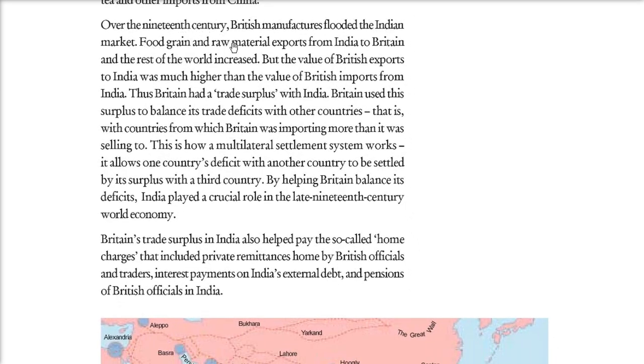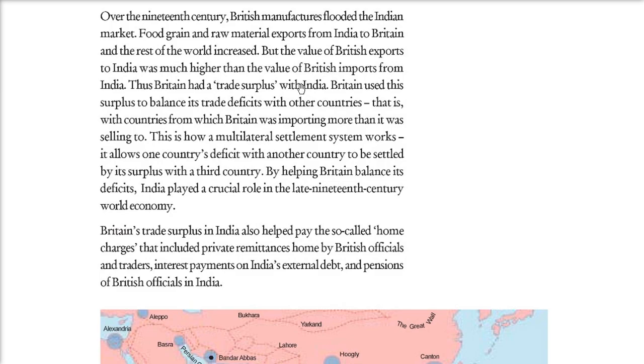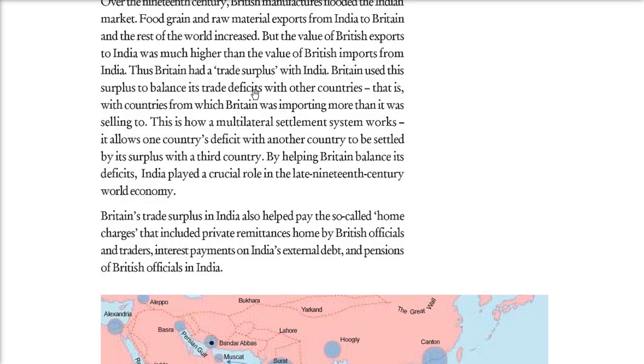But over the 19th century, as we see, British manufacturers just flooded the Indian market. Food grain and raw material exports from India to Britain and the rest of the world also increased. But the value of British exports to India was quite higher than British imports from India. So Britain had a trade surplus with India. That is, Britain was making quite a lot of money from India, but Britain was trading with other countries also.